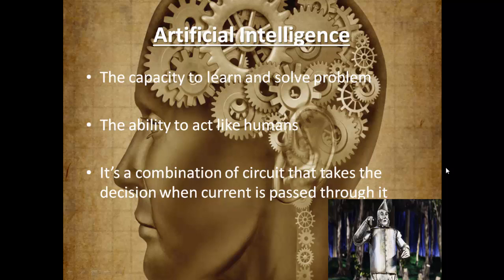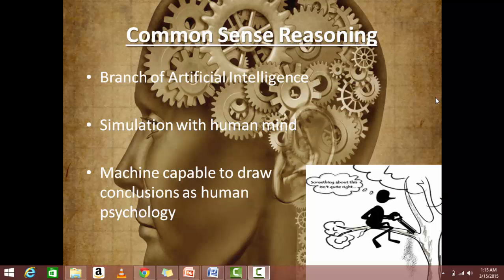Now the point comes, what is intelligence? Intelligence is the computational part of the ability to achieve goals in the world. Varying kinds and degrees of intelligence occur in people, many animals and some machines. Now, how does artificial intelligence work? It is a combination of circuits that takes decisions when current is passed through it.